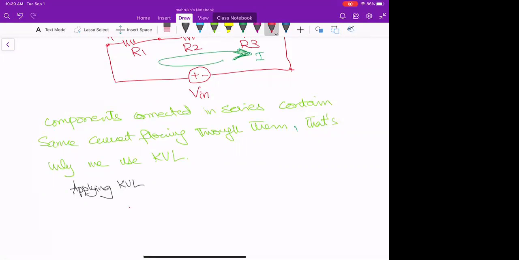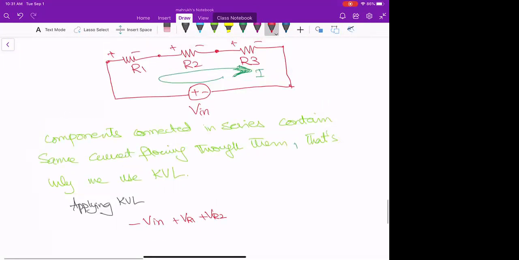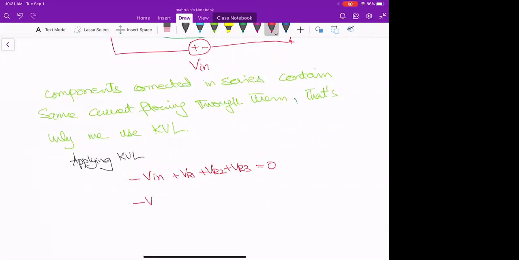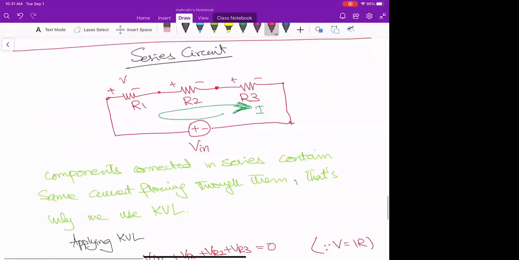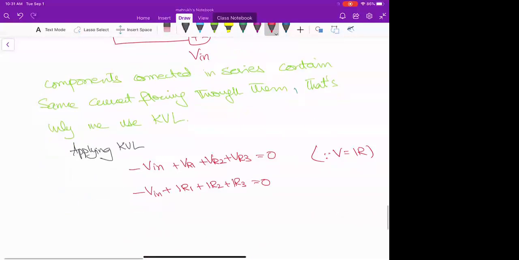Minus V in plus VR1 plus VR2 plus VR3 is equal to 0, okay? Minus V in plus IR1 plus IR2 plus IR3 is equal to 0, because we know that Ohm's law says that V is equal to IR. I just write it as it is: VR1, VR2, and VR3.